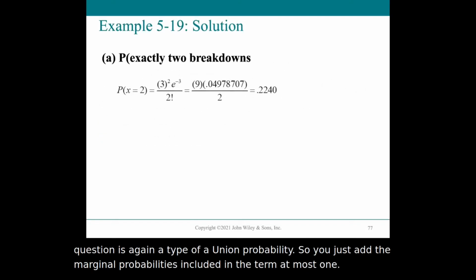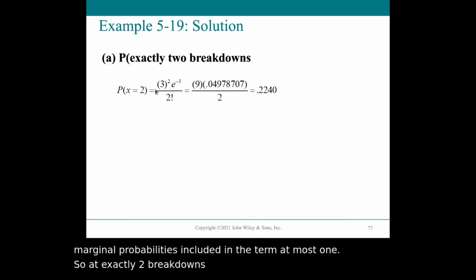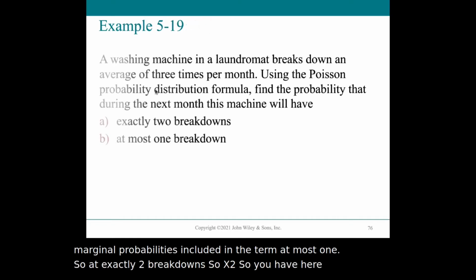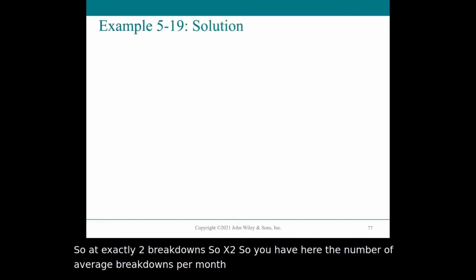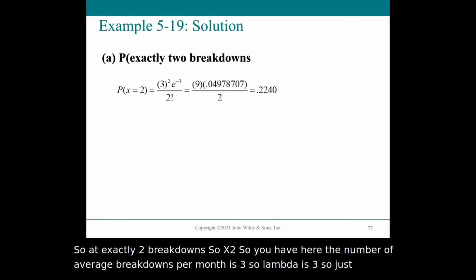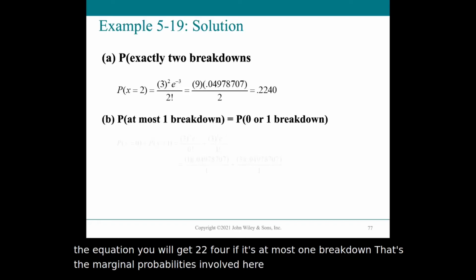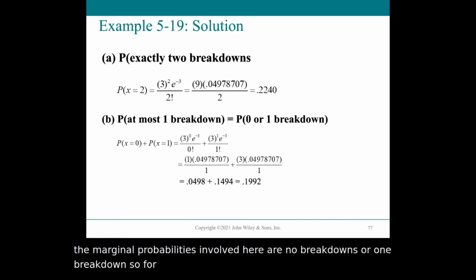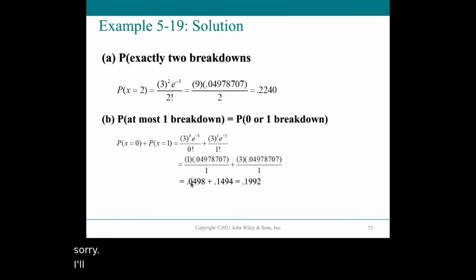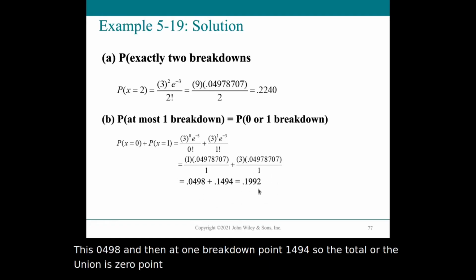For exactly 2 breakdowns, x is 2. The average number of breakdowns per month is 3, so lambda is 3. Plug it into the equation and you will get 0.224. If it's at most 1 breakdown, the marginal probabilities involved are no breakdowns or 1 breakdown. For no breakdowns, actually it's 0.0498, and then at 1 breakdown 0.1494. So the total, or the union, is 0.1992.